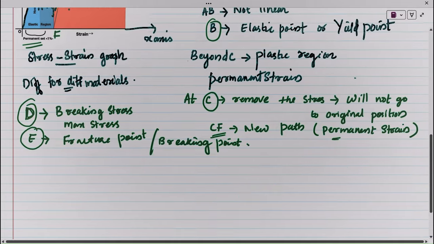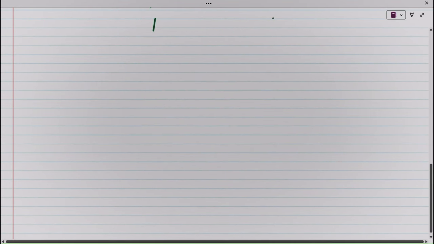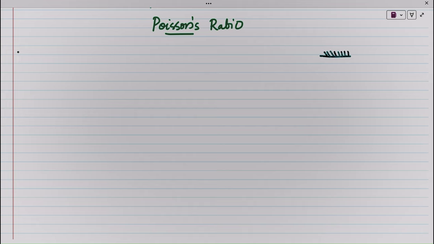Then we are going to the next topic, Poisson's ratio. Consider a wire of particular thickness, loaded at the end, and we can say that after applying the stress, its length increases.